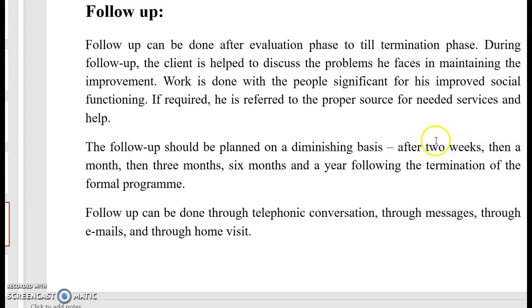See, follow-up is very important. So when you evaluate the thing, thereafter you will start following up. So how will follow up be done?